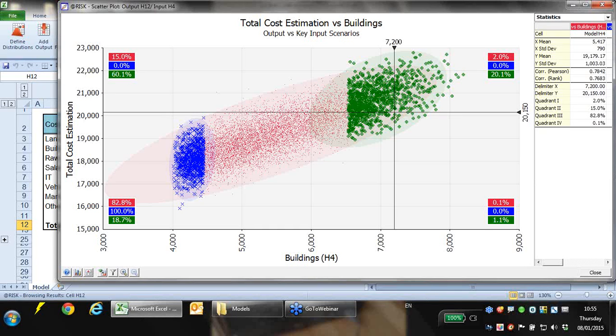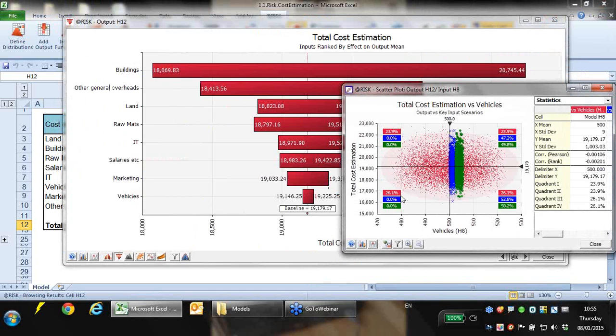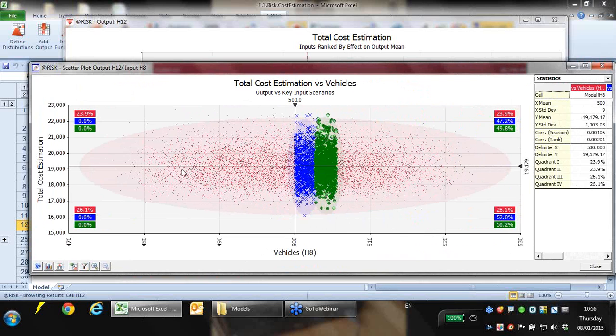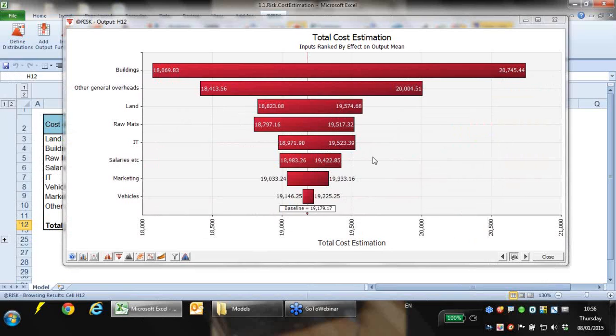And At Risk is very open. You can pull out any of the At Risk data and do analysis on it. It's not some kind of black box that you have to take on trust that it's doing the job correctly. You can analyse the data. So this is showing us a pretty strong relationship between the cost of buildings and the cost of the total project. Whereas if we go down here to the cost of vehicles, we can see there's very little relationship between the two. Whether the cost of vehicles is high or low, it's not really having a huge impact on our total project cost.